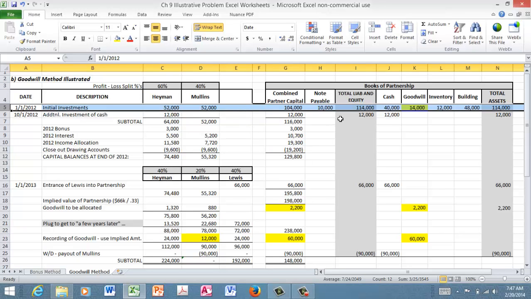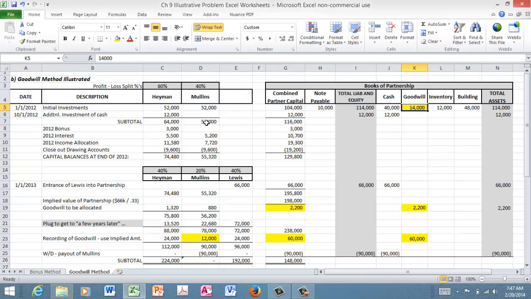Right out of the chute, under the initial setup entry, I'm having to record Goodwill. Now where did that amount come from, the $14,000? If you remember, they said Heyman and Mullins have agreed to have 50-50 splits of the partner capital accounts at the outset. Heyman is bringing to the table $40,000 of cash and inventory worth $12,000, so that's where Heyman's $52,000 comes in. Now, think about this algebraically. If $52,000 is equal to half of the partnership, what is the total partner capital at outset? If I take the $52,000 divided by 1/2, I will get $104,000.